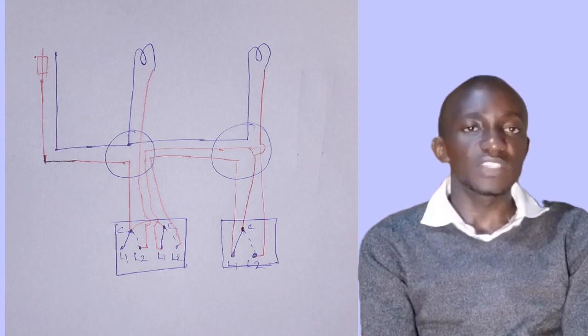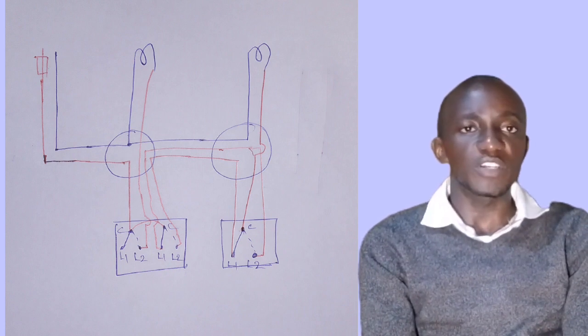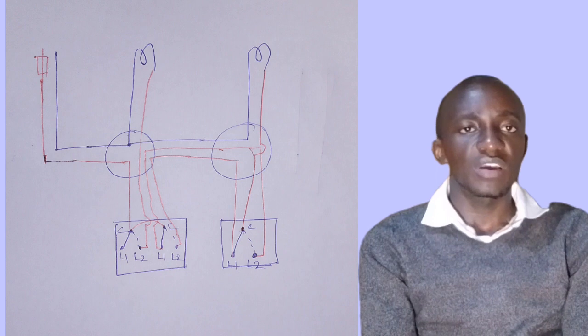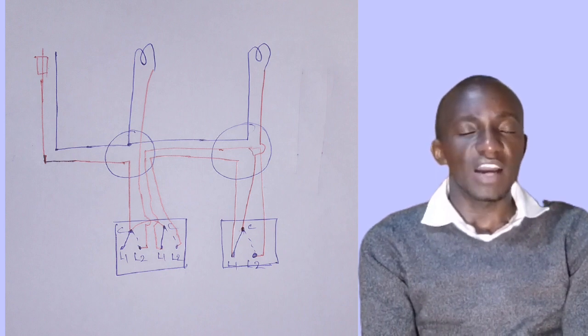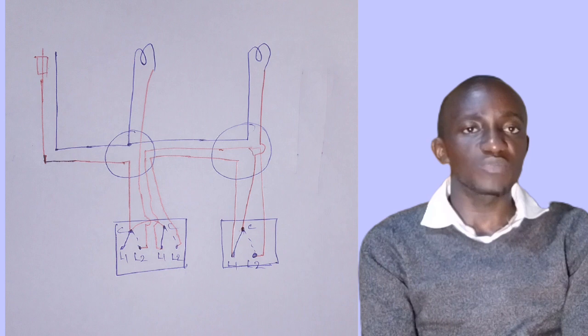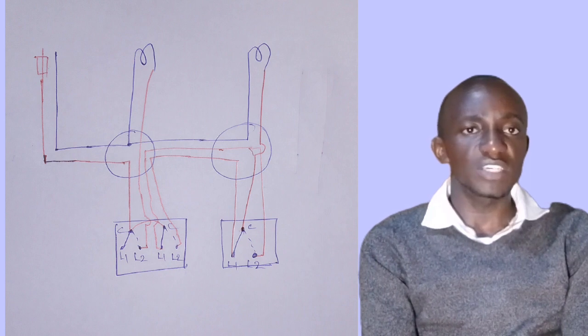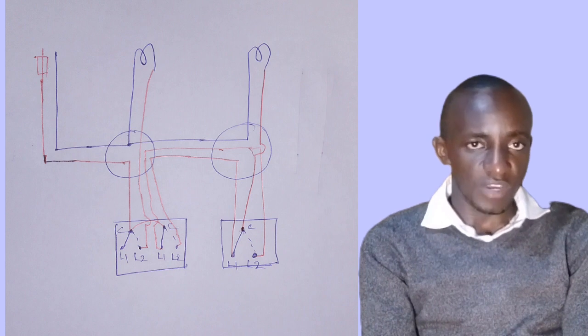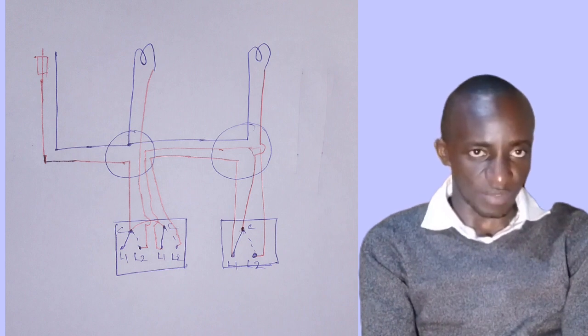Then your neutral is just going to come from the distribution board or any nearest neutral point of the lamps in your house. You can just connect it to that system, and you will have connected your system to operate as a one-way switch for one lamp, and a two-way system for the other lamp.